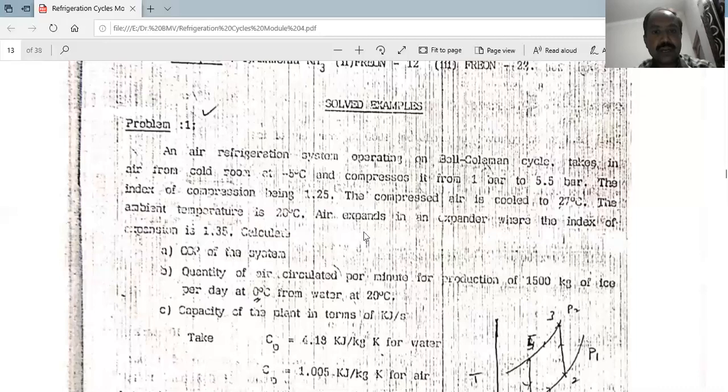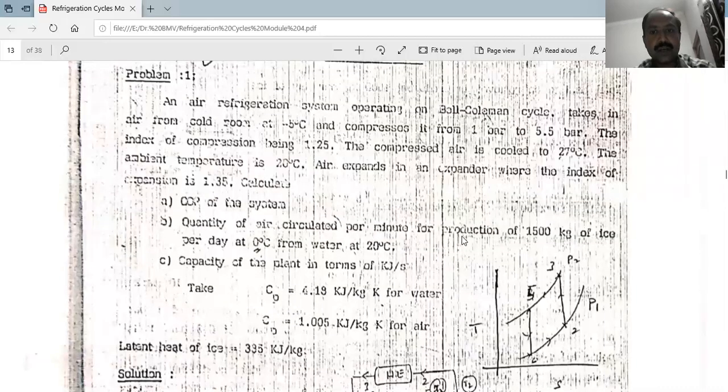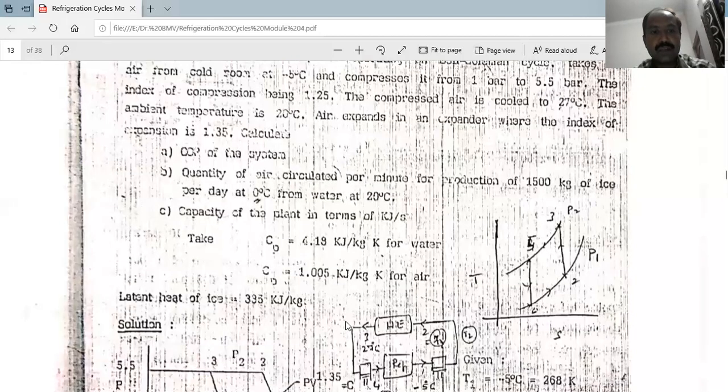Find the quantity of air circulated per minute for production of 1500 kg of ice per day at 0 degrees centigrade from water at 20 degrees centigrade, and the capacity of the plant in kilojoules per second. Take Cp = 4.19 kilojoules per kg Kelvin for water and Cp = 1.005 kilojoules per kg Kelvin for air. The latent heat of ice is 335 kilojoules per kg.